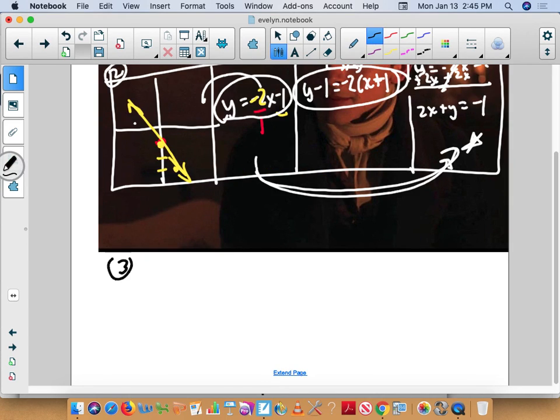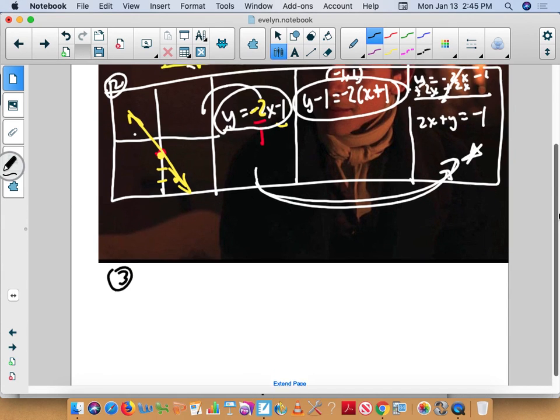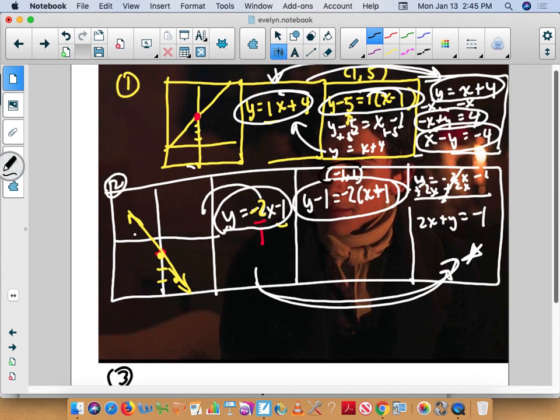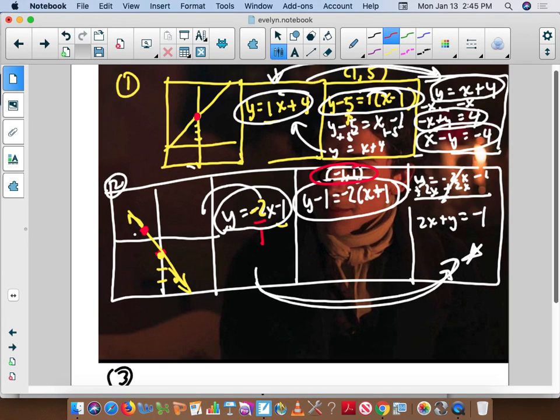Your graph should go through this point, negative 1, 1. So I'll need to come look at it if it doesn't. It should go through the point negative 1, 1. Does yours not? Nope.